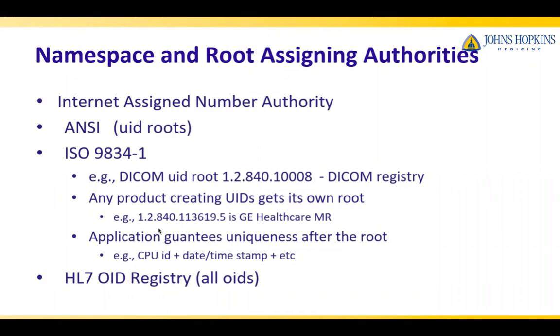For example, 1.2.840.113619.5 is GE Healthcare MR. And so any unique ID that you see that starts with this root, you know is going to belong to a GE MR imaging system. After this root, there are going to be different components which are added by the MR scanner. They might include CPU ID, they might include a date and time stamp down to the millisecond, and then perhaps a random number generator. There are all sorts of ways of making sure that you put together a pattern so that you will never have the same identifier across any system globally.